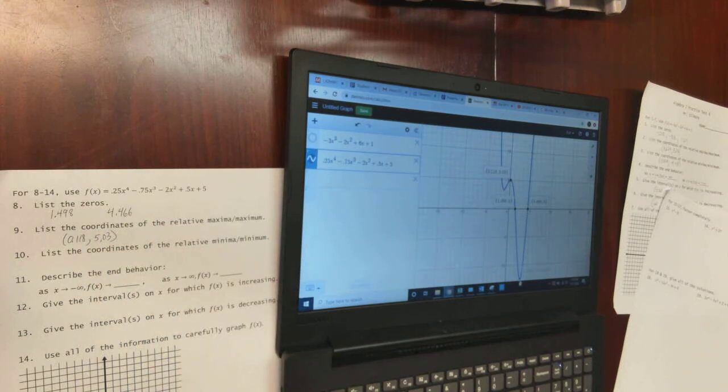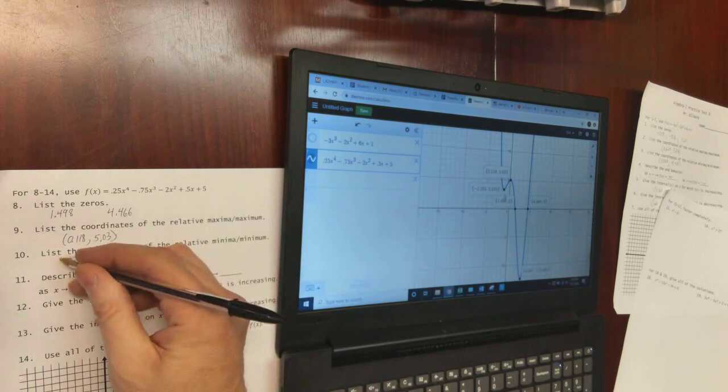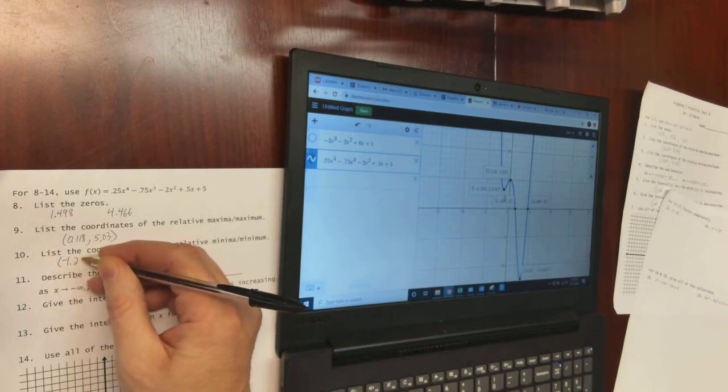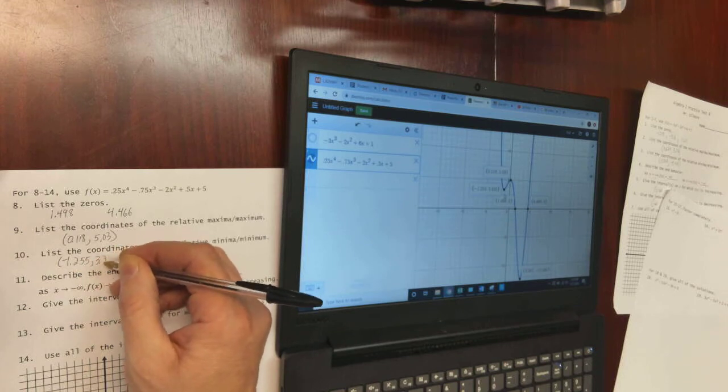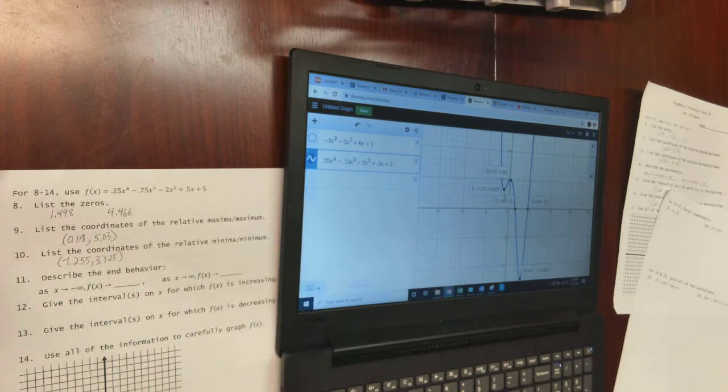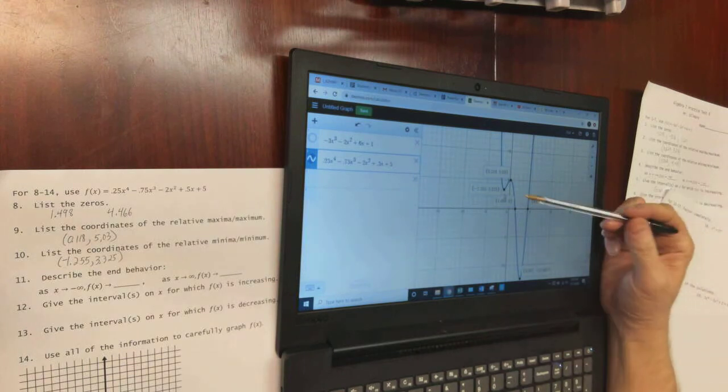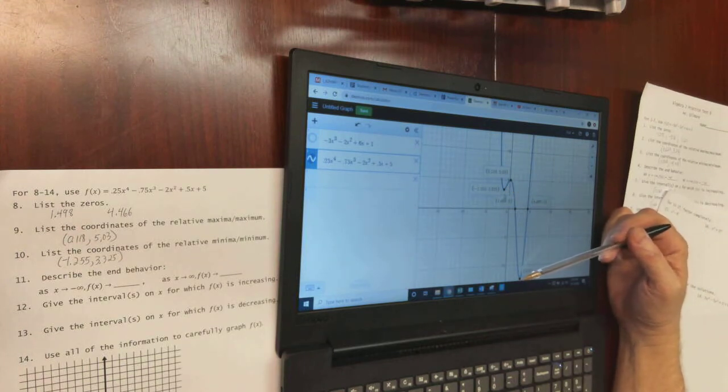And we have a relative minimum down here at 3.387. Oh, hold on. Let's get this one over here. Here's a relative min too that I almost forgot to write. Negative 1.255, comma 3.325. The coordinates of that point, that relative minimum here. Now write this one here. This is not only relative, this is the absolute minimum. It does not get any lower than that.